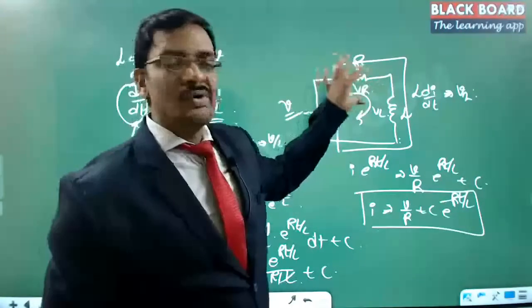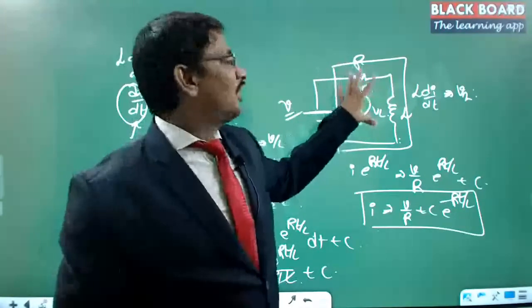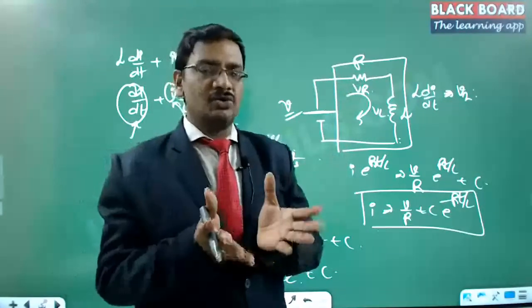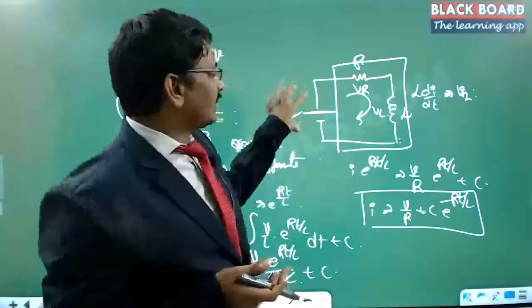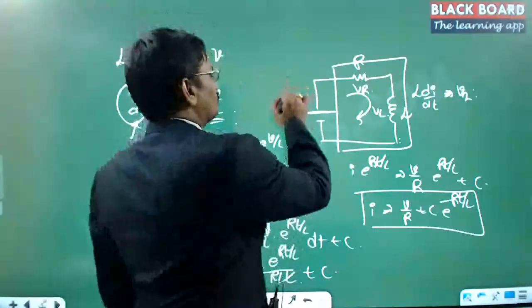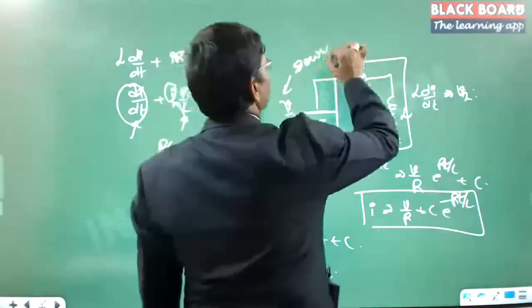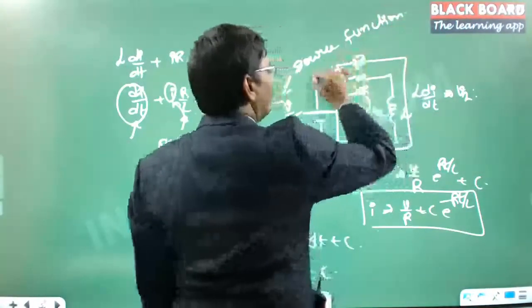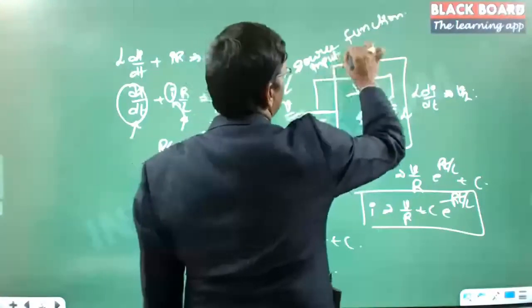But once the circuit got designed, it will not be changed at all. Because this is finally a black box, you don't have any control over the inner elements. But at the external terminals, you can apply any voltage that is of interest to you. So this is the source function, or input function.